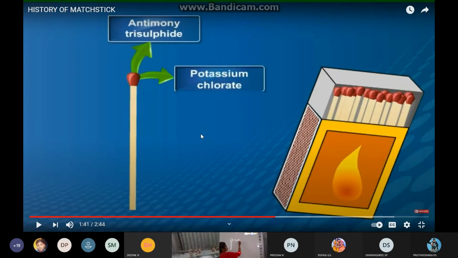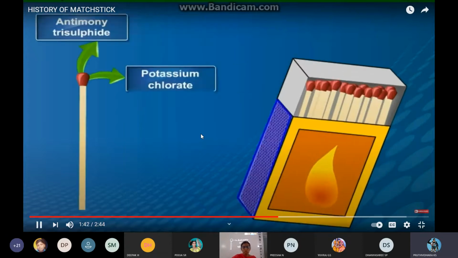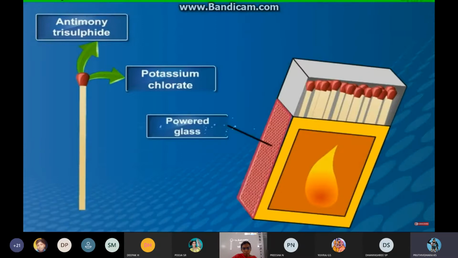What does the matchstick contain? Children, tell me. Antimony trisulfide. Potassium chloride. Ma'am, and that is made of pine wood. Chlorine, right. And pine wood.